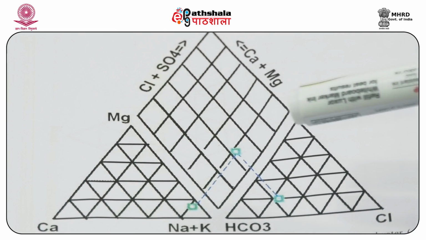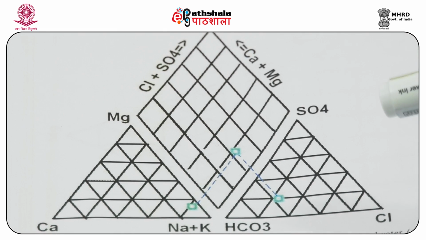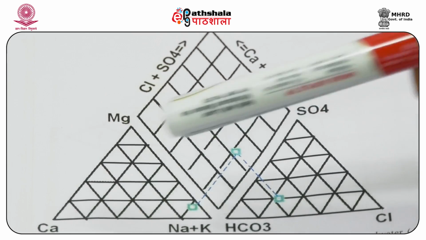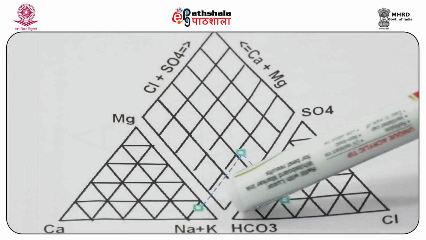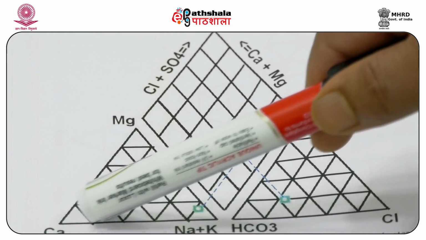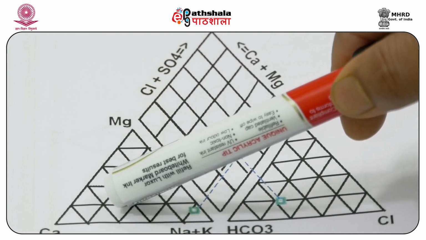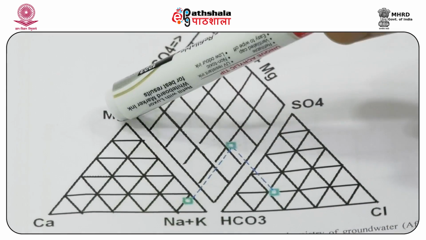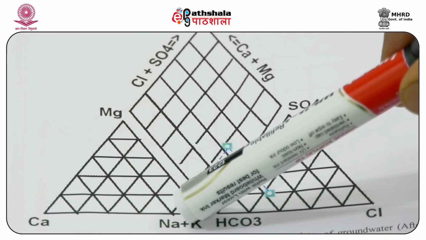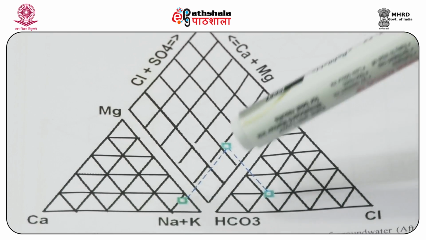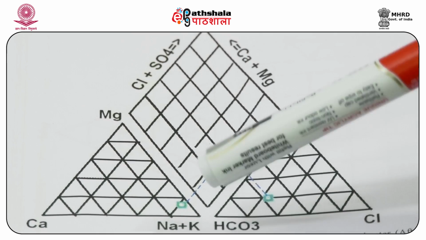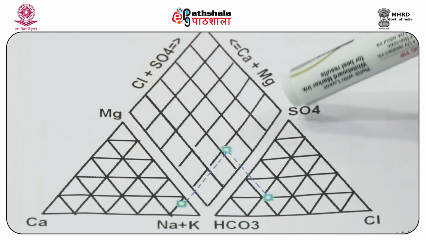Okay, this is the infamous trilinear diagram. If you become a hydrogeologist, this will trouble you for life. Let's have a look. There are two triangles, one on the left, another on the right, and there is a diamond-shaped central area. This triangle on the left is a cation triangle. This is the anion triangle. Look here, we have Ca, Mg, and Na plus K is clubbed in the cations. In anions, we have bicarbonates, and if carbonates are present, they are clubbed with the bicarbonate. We have chloride and sulfates.